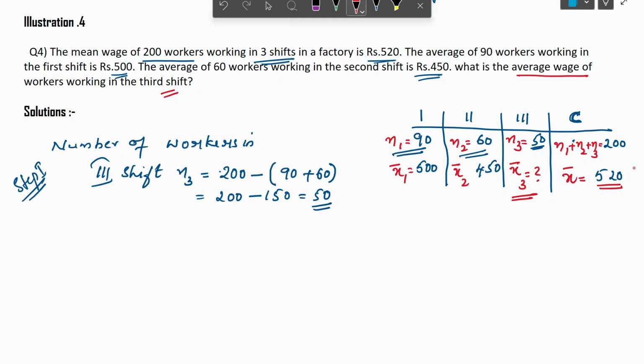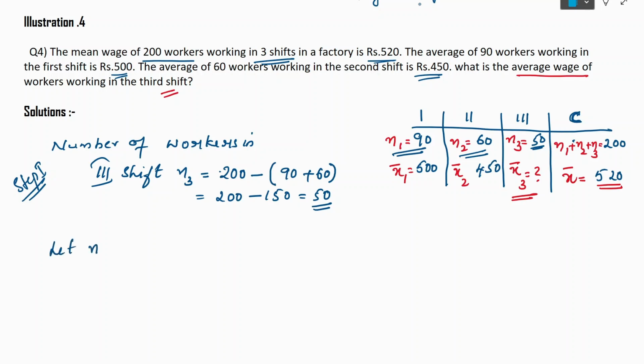Therefore, which formula are we going to use? Combined mean formula for 3 groups. The same way how we solved for the 2 groups, where we found X2 bar in the last question, the same way here we can find X3 bar. After this, write clearly what your N1, N2 and all are.